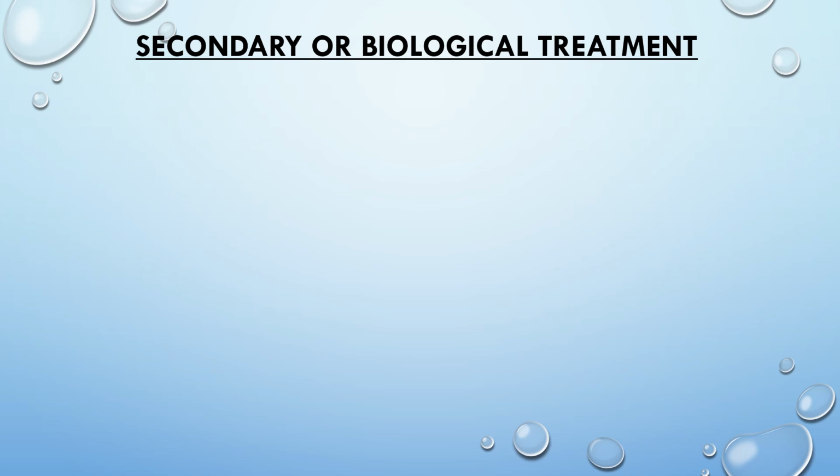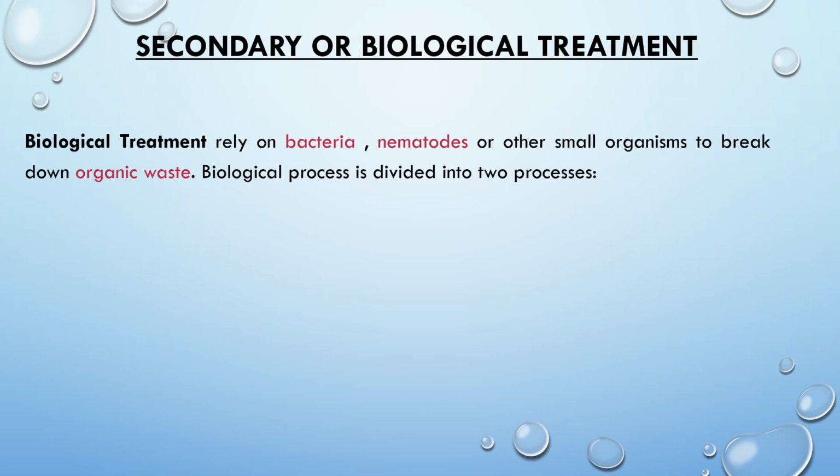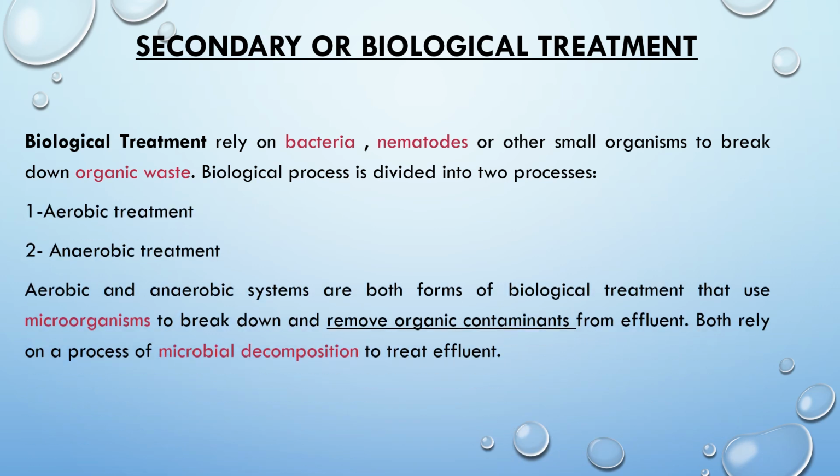Now the next process is secondary or biological treatment. Biological treatment actually relies on bacteria, nematodes, or other small organisms to break down organic waste. It is divided into two processes, which are anaerobic treatment and aerobic treatment. Anaerobic and aerobic systems are both forms of biological treatment that use microorganisms to remove and break down the organic contaminants from effluent.